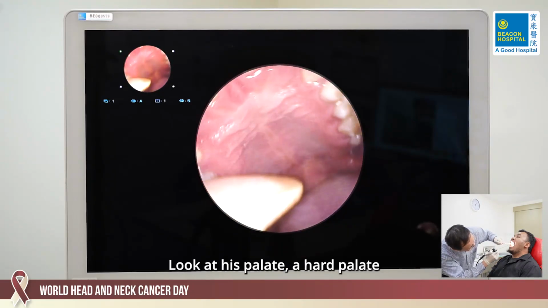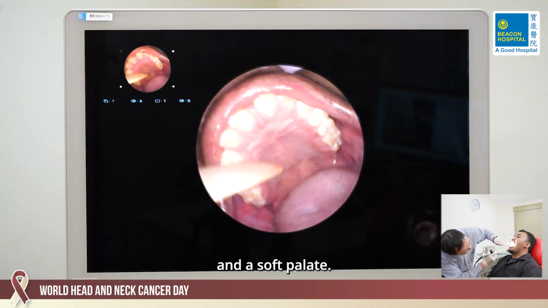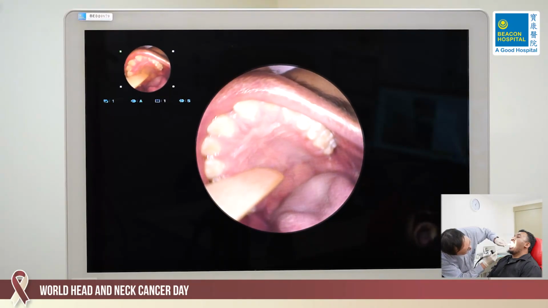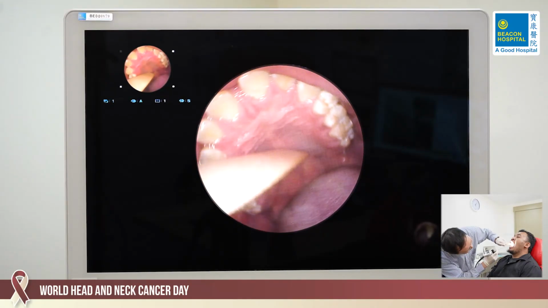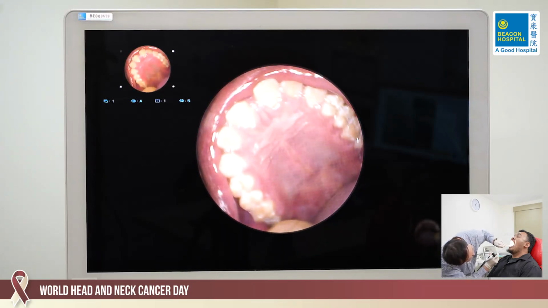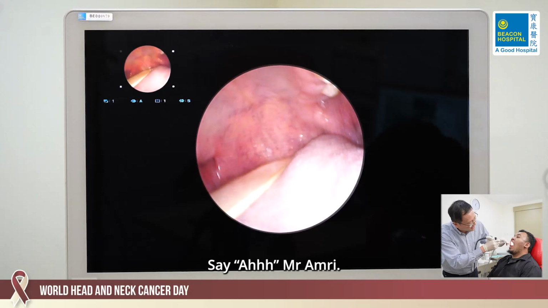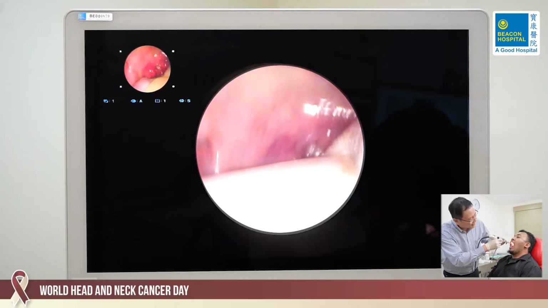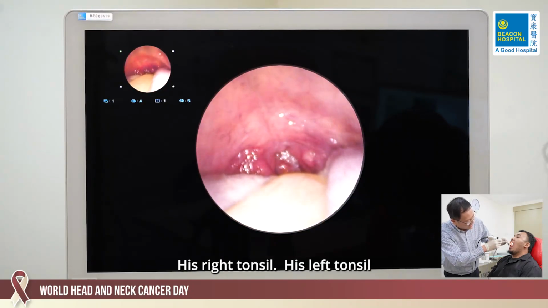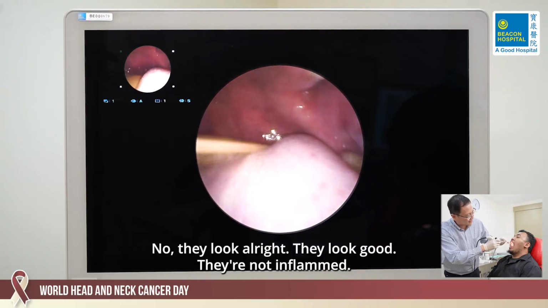Look at his palate, a hard palate and a soft palate. I can see that. Okay. Good. Okay, we have a look at his tonsils. Say ah, Mr. Amri. His right tonsil. Say ah. Mr. Amri's left tonsil. Yeah, they look alright. They look good.